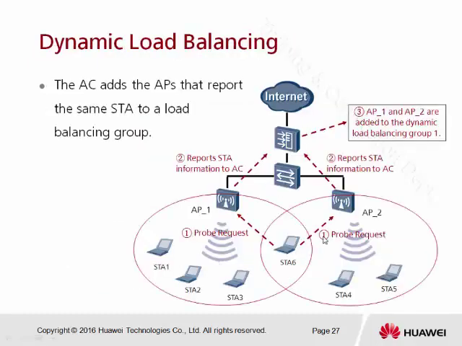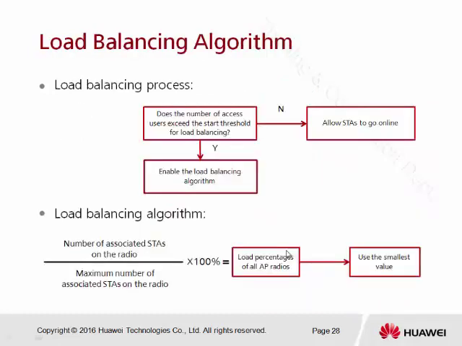I have a total of 6 PCs, and this is a newly joined PC. Right now, the number of associated STAs on the radio connected to my AP number 1 is already 4. Right now everyone is connected to the same SSID, the name that I created, Huawei. So everyone is connected to the same SSID, with a total of 6 PCs right now.